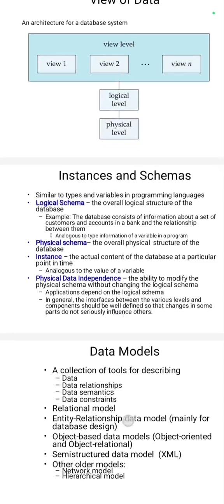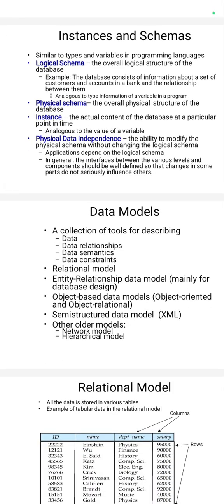Now, data models. A data model is a collection of tools for describing data, data relationships, data semantics, and data constraints. Examples are the relational model, entity relationship data model, object-oriented data models, semi-structured data model, and other older models like network and hierarchical models. How we are organizing the data is called the model of that particular database system.